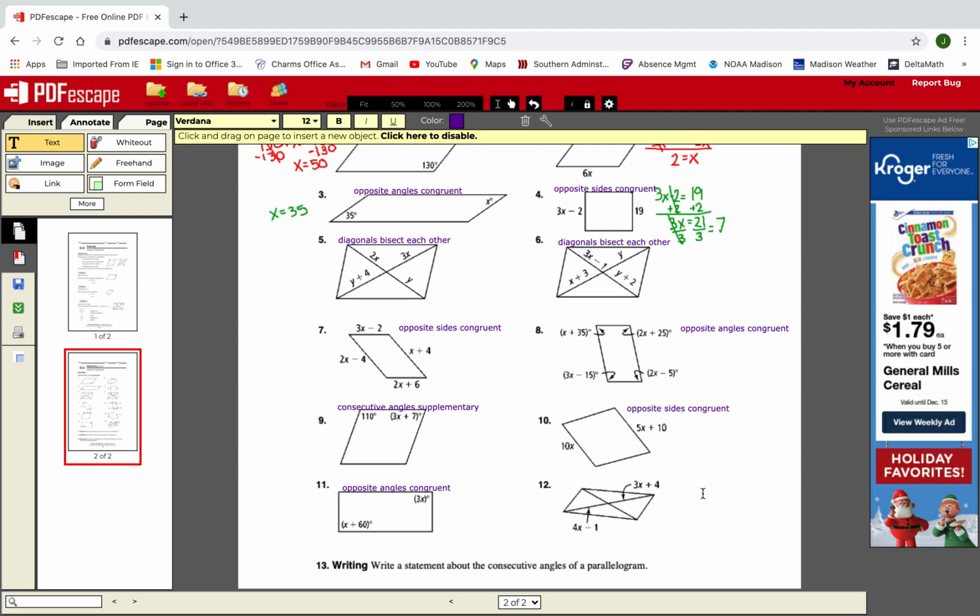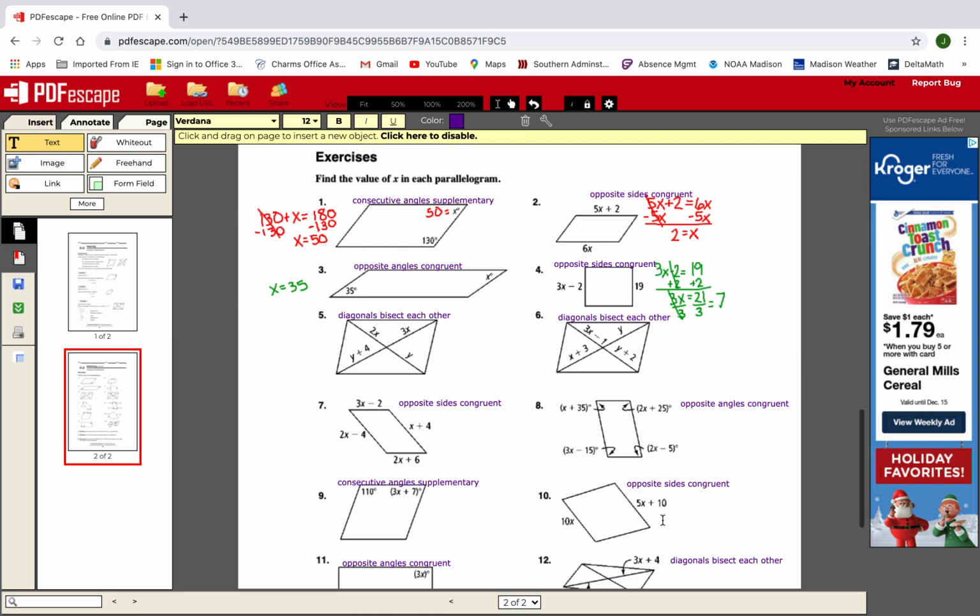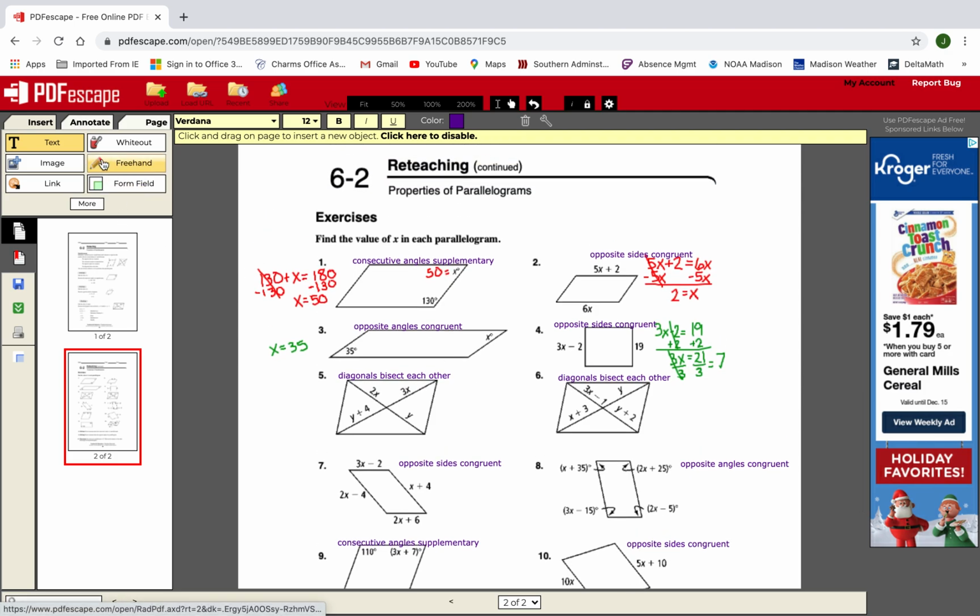On 11, we have opposite angles congruent. And on 12, we have diagonals bisecting each other. Okay, I think that's the last figure we have here. Yeah, and then there's a couple of writing things and then a reading thing. All right, so let's go back and switch to our red and work another problem.